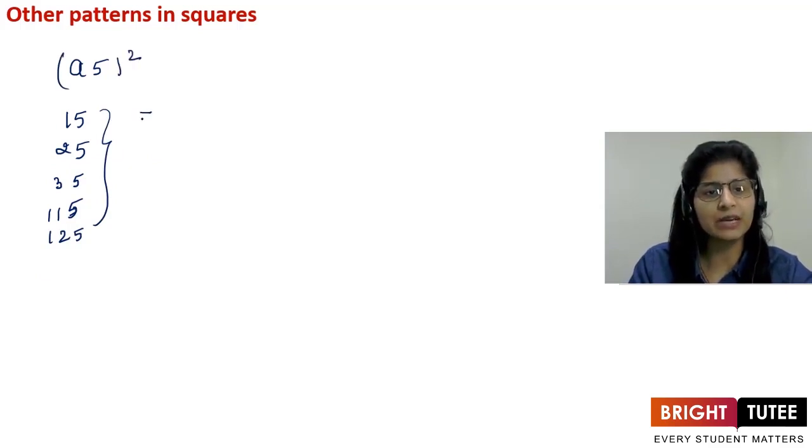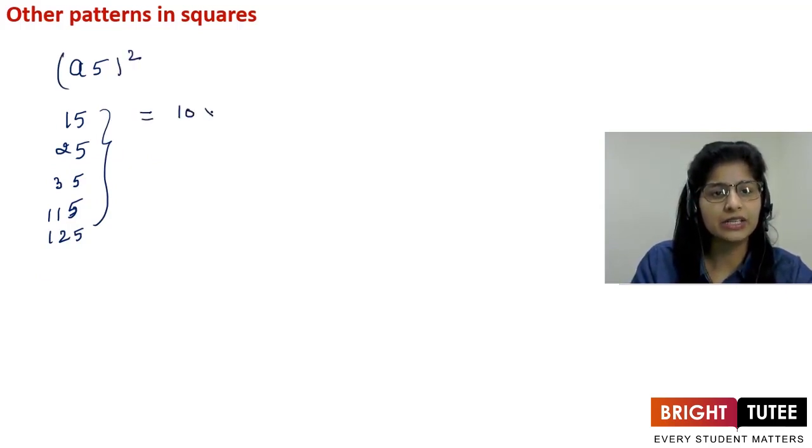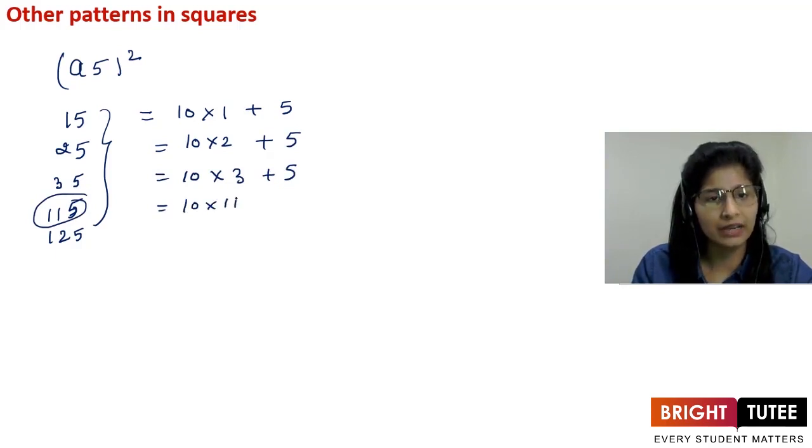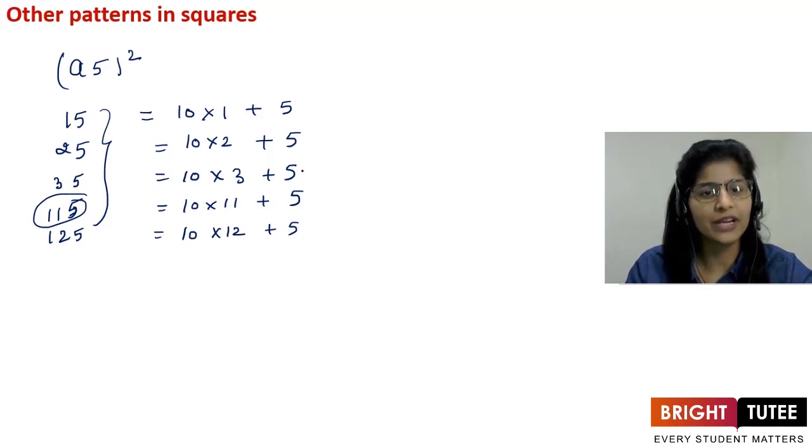See, 15 can be written as 10 into 1 plus 5, right? 25 can be written as 10 into 2 plus 5. 35 can be written as 10 into 3 plus 5, right? 115 can be written as 10 multiplied with 11 plus 5. 125 can be written as 10 into 12 plus 5. So see, 10 is same in all, 5 is same in all.